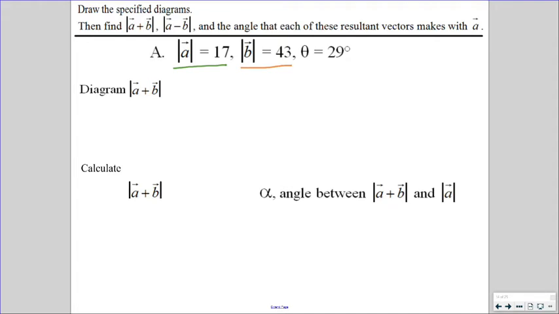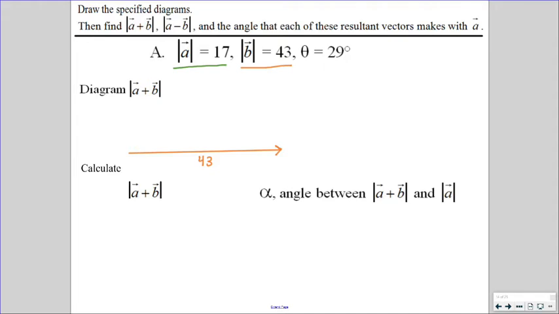That's just a personal preference. And so what I'm going to do is first sketch vector B, and I'm going to do that on the horizontal. So I know that the length of vector B, or the magnitude, is 43. Remember, I also need to make sure to include a tail and a head side of the vector. So my angle then is going to be over here. Okay, so I'm going to construct theta on that side.